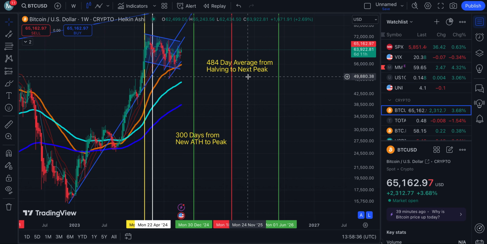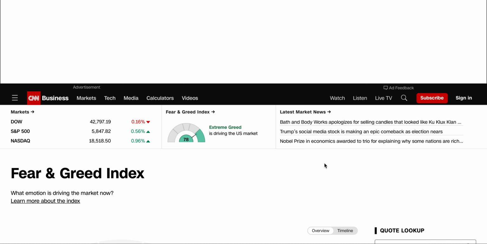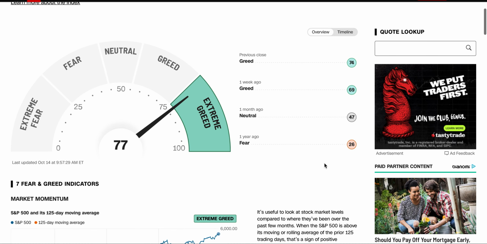We'll take a look at a couple other indicators. Let's start off with fear and greed, and just something for you guys to keep in mind. Stocks have entered into extreme greed, so that's going to have an influence on the market.